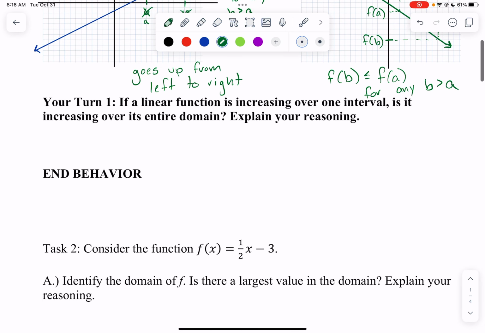Okay, so I want you to go ahead and do your turn 1. Think about this question, jot down your answers on your notes.